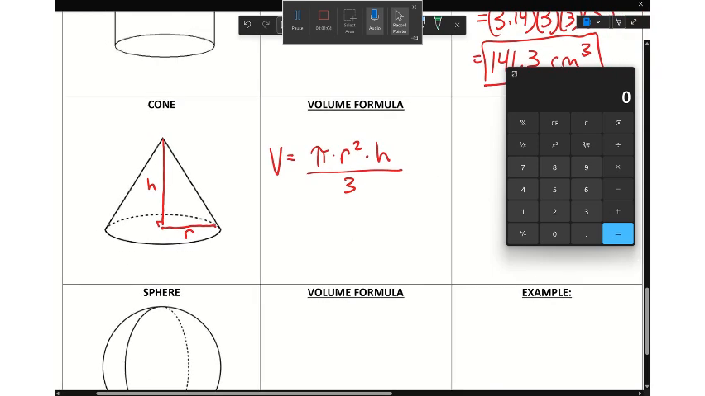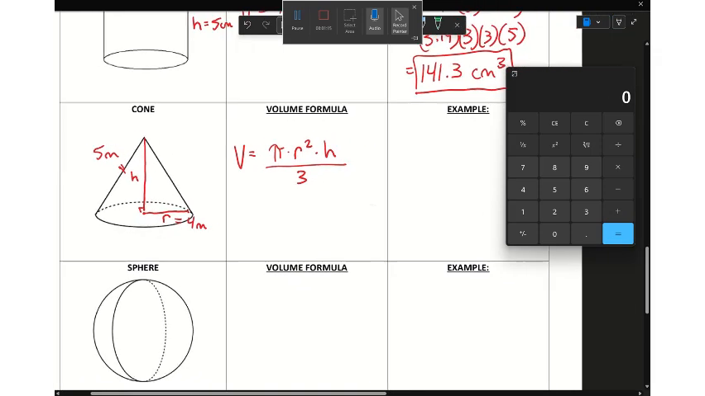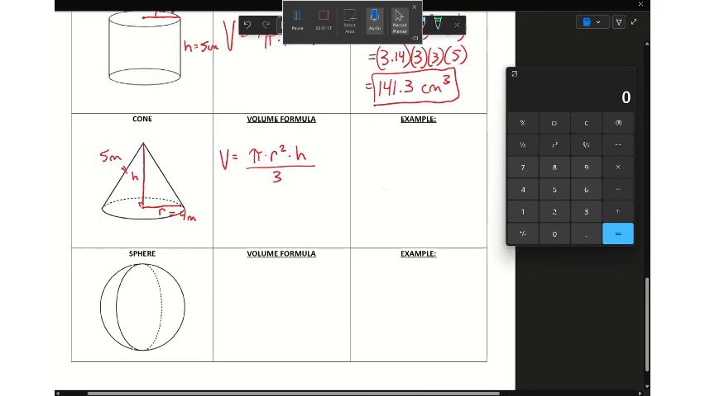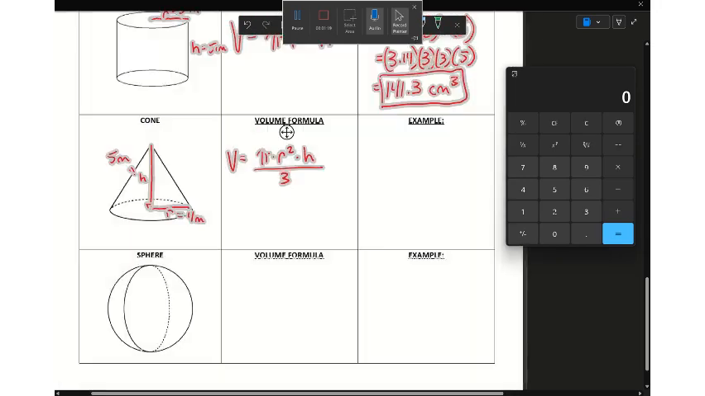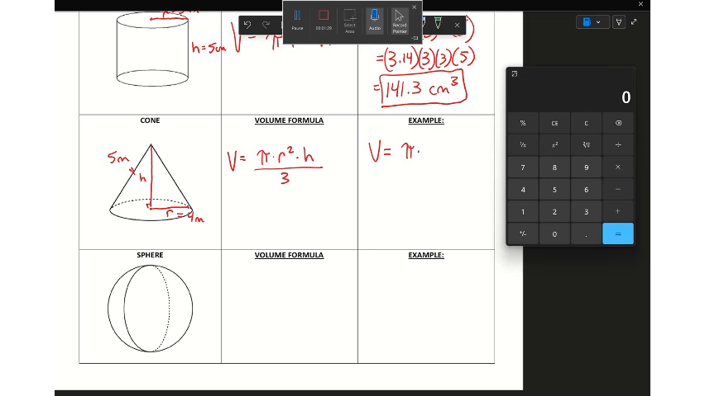Now, using some example numbers here, if I gave you that the radius down here was 4 meters and that the height up here was 5 meters, let's take a look at how we could use this formula to find the volume. Now, in this case, my volume formula is very similar to the cylinder in the sense that all I need is to plug in the radius and the height. So my pi times the radius, which I said was 4, squared times the height, which is 5, all over 3.